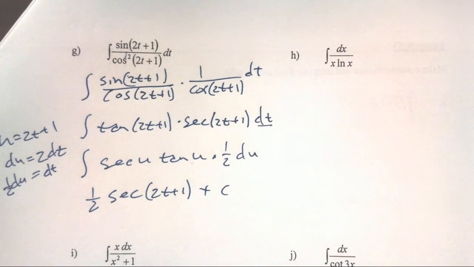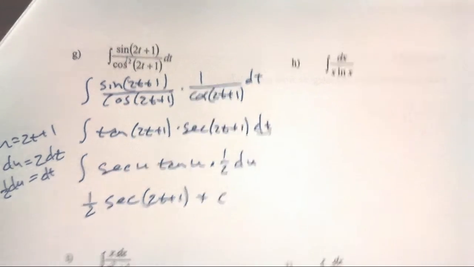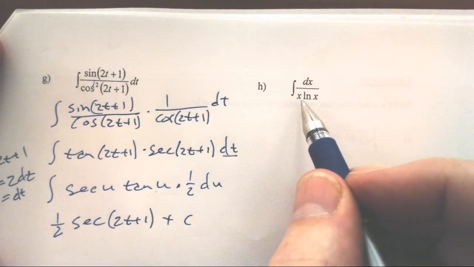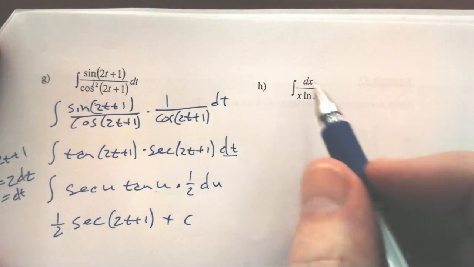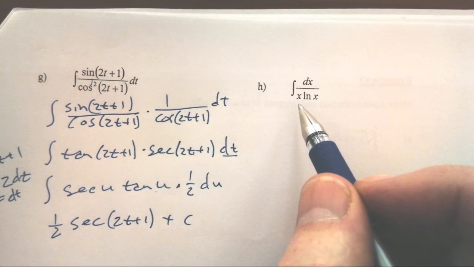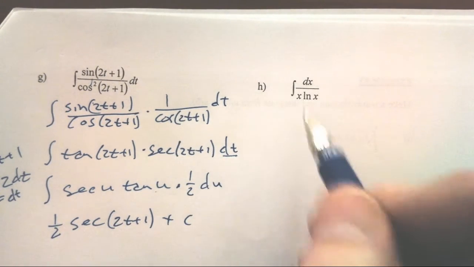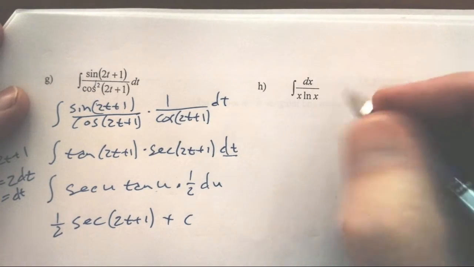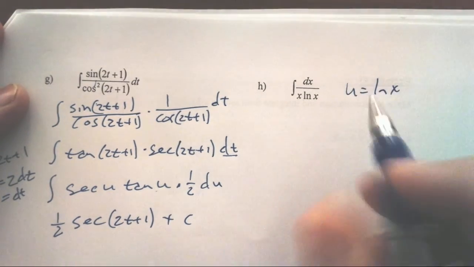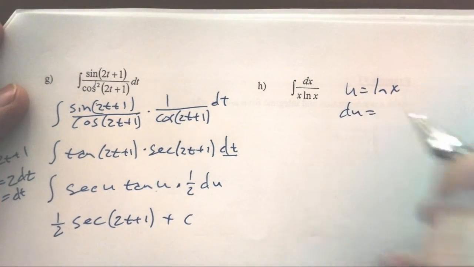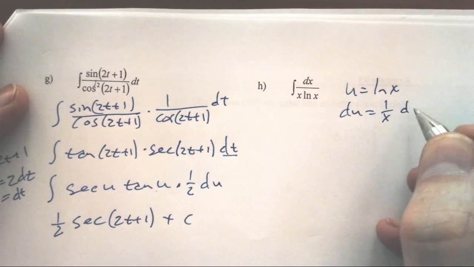Okay. Let's take a look at h. h dx, x over ln x. I could let u be 1 over x. And the derivative of 1 over x, oh, that's tempting. Derivative of ln x is 1 over x. I could let u be ln x. The derivative then would be 1 over x dx.